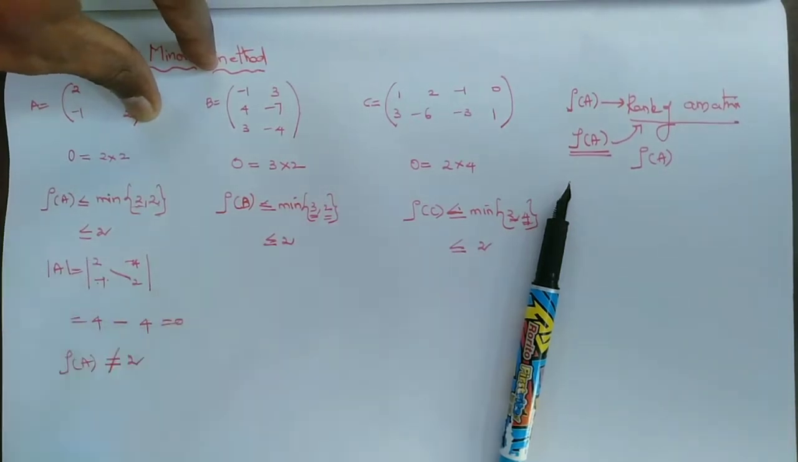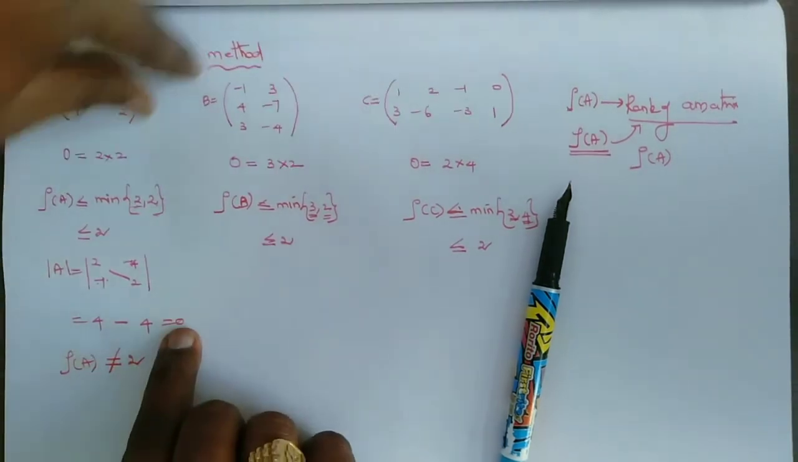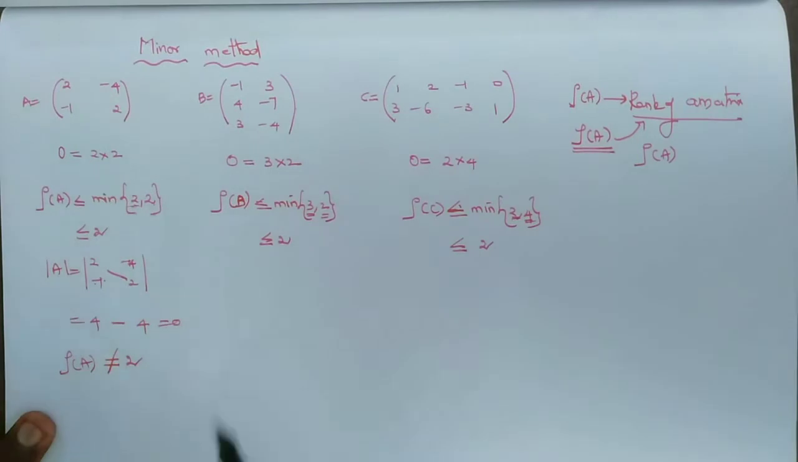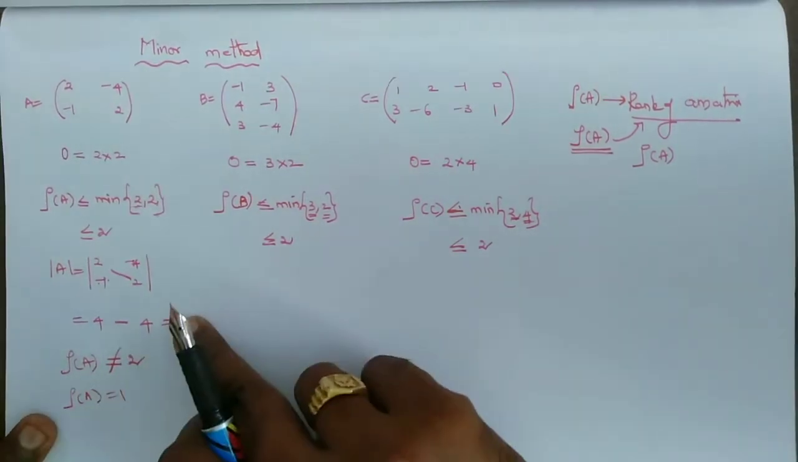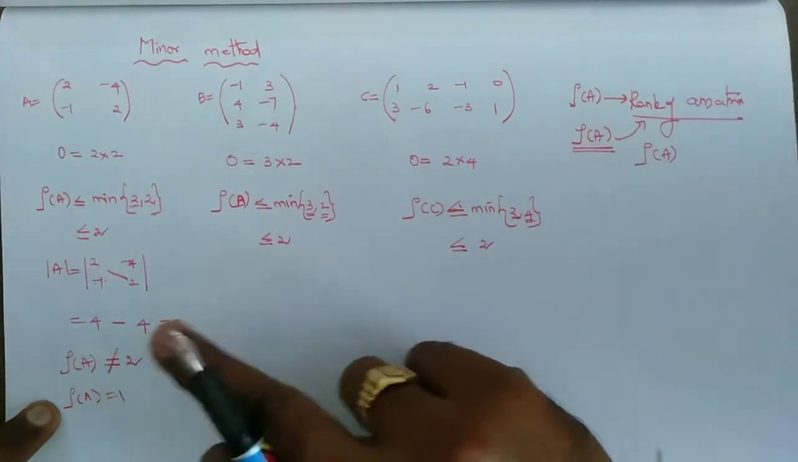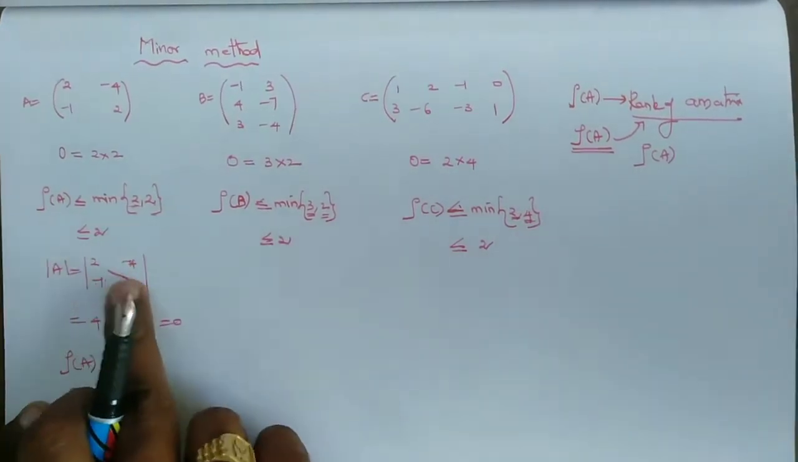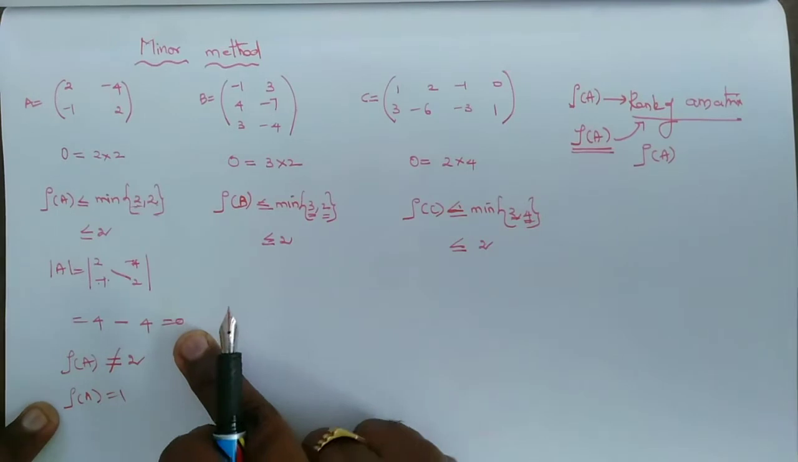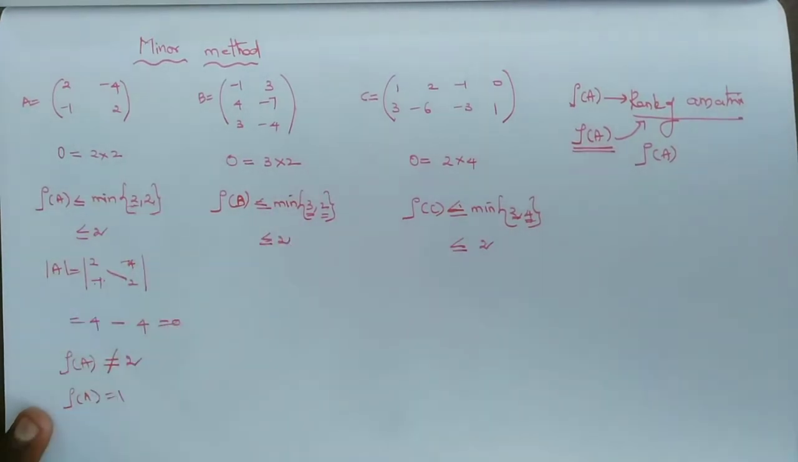You can stop and write rank of A is equal to 2. Suppose it is 0. Zero means the rank of A cannot be 2. If the rank of A cannot be 2, the rank of A should be 1. So 0 means you will move to another rank. Once it comes 0 in a 2 cross 2, I need to move to another rank, that is 1. So rank of A is equal to 1.